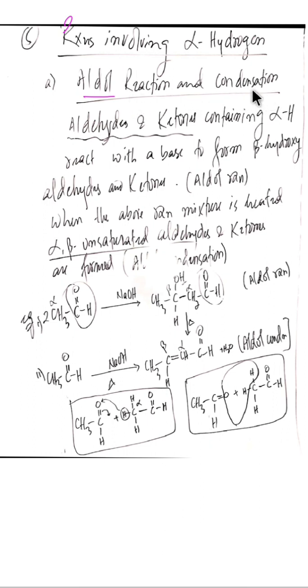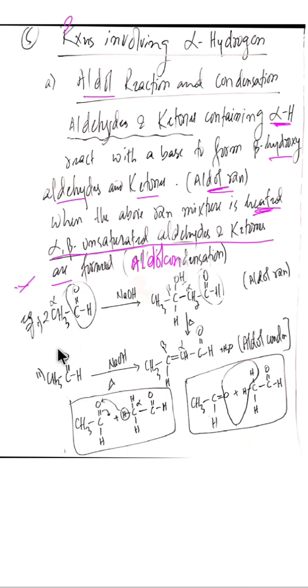In aldol reaction and condensation, there must be at least one alpha hydrogen. Okay, for aldol reaction we need one alpha hydrogen. For aldol condensation we need two alpha hydrogens. So aldehydes and ketones containing alpha hydrogen react with a base to form beta hydroxy aldehydes and ketones. This is called aldol reaction, and when these aldehydes and ketones along with the base are heated, then alpha beta unsaturated aldehydes or ketones are formed. This is our aldol condensation.